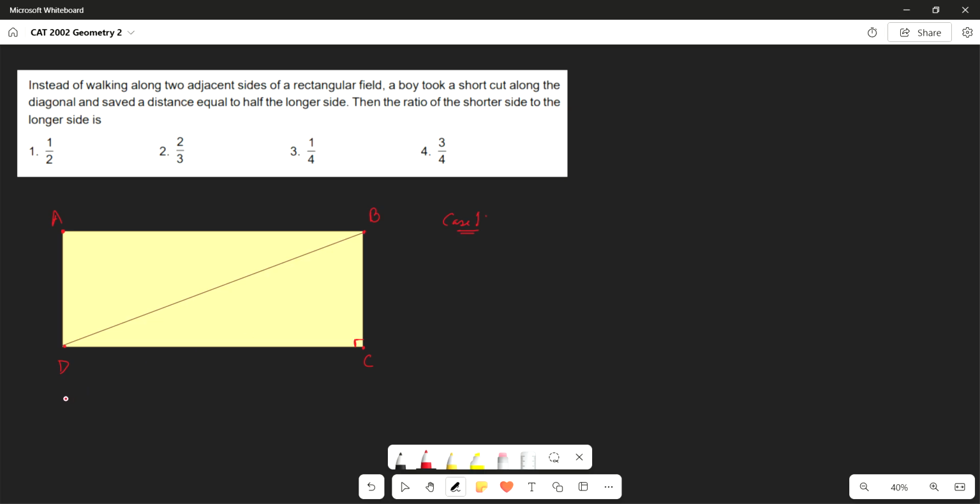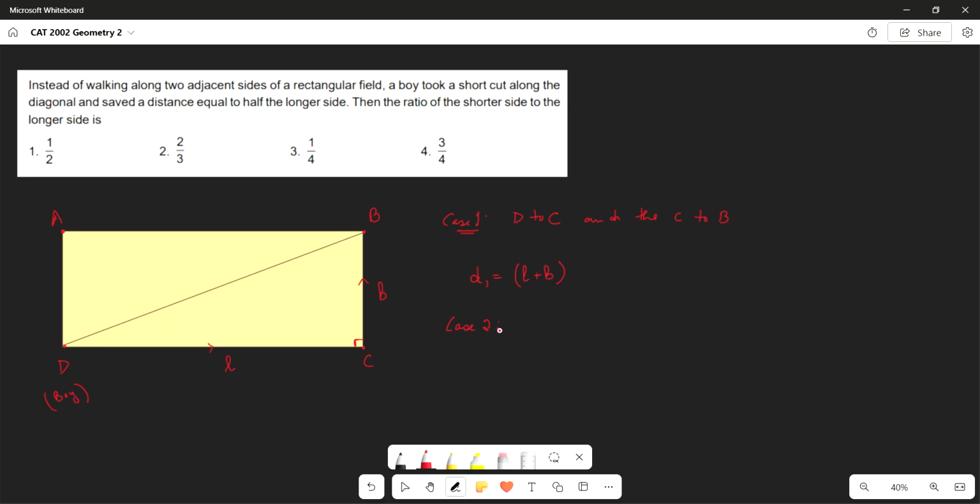Case 1 is, suppose initially the boy was at vertex D. So he will go from D to C, and then from C to B. Suppose the length is L and the breadth is B. So the total distance covered will be, suppose D1. D1 will be equal to L plus B.